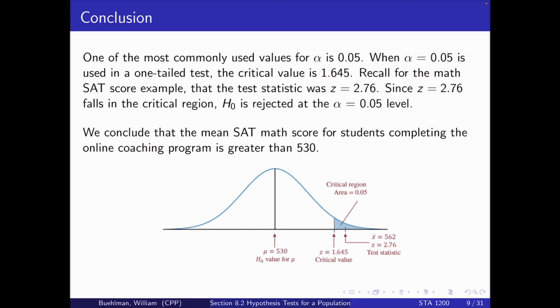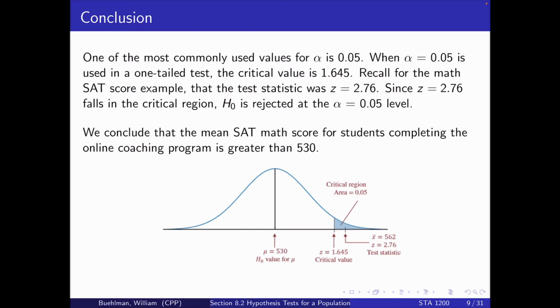Recall for the math SAT score example that the test statistic z was 2.76. Since z, which equals 2.76, falls in the critical region, we reject the null hypothesis at alpha equaling 0.05. We conclude that the mean SAT score for students completing the online coaching program is greater than 530.